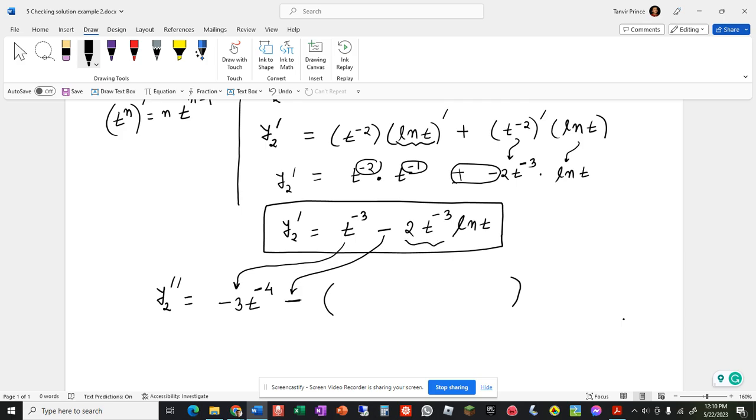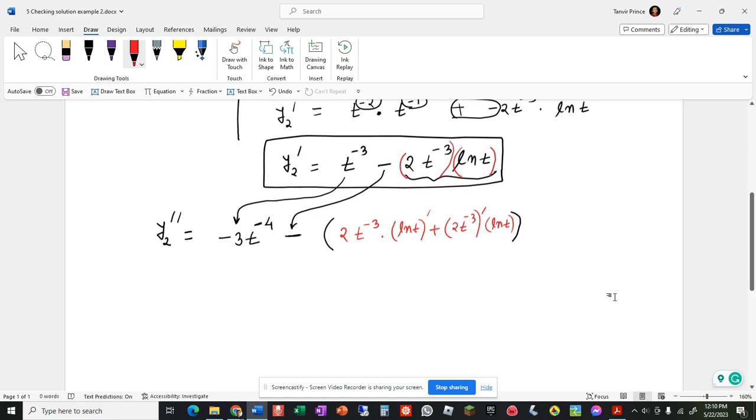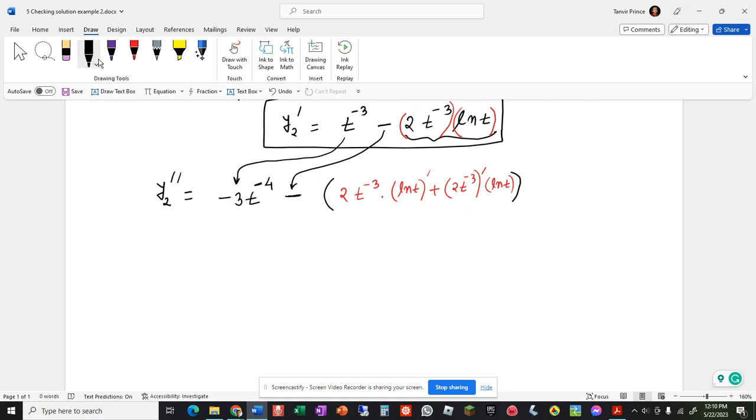Now here I use the product rule. So you're thinking of this as one function and that's the other one. So let's copy the first function, multiply by the derivative of the second function, plus now I take the derivative of the first function, multiply by the second function. So let's actually go ahead and work it out. So this is y2 double prime.